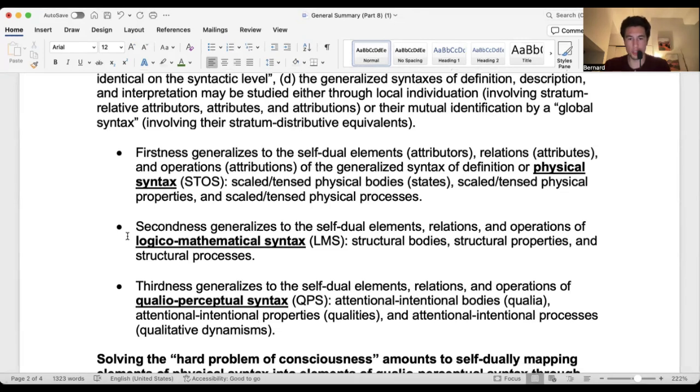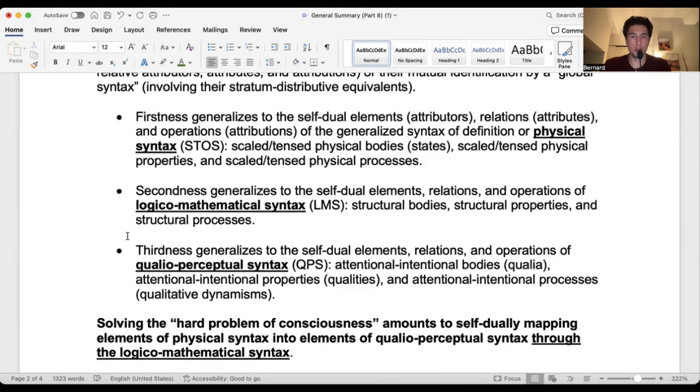These are ultra-complex states, right? You've got elementary and composite states. Those states instantiate scaled tense physical properties, and the scaled and tense physical properties are operated on and transformed in linear time, as it were, through physical processes. Now, linear time gives way to non-linear/linear meta-time, if you like, through the LMS, the logical mathematical syntax, which is basically composed of structural bodies, namely theorems, which are adjoined as physical states, which we've been calling adjoint theorems. Adjoint theorems.